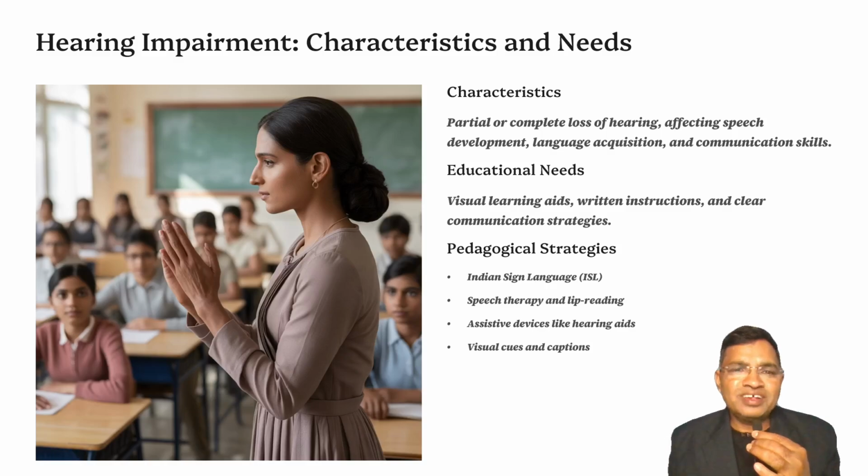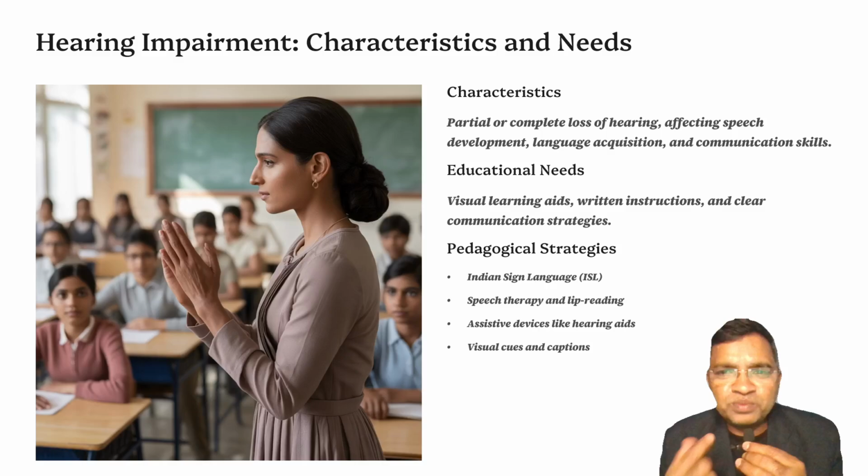So second one, these are the special needs children. Okay, so hearing impairment children. The characteristics are partial or complete loss of hearing. They cannot listen, very little or no hearing, which affects speech development. Language acquisition is also very late, and communication skills.